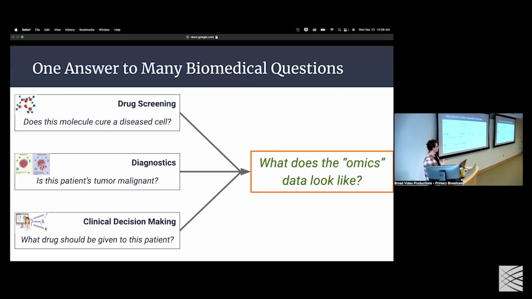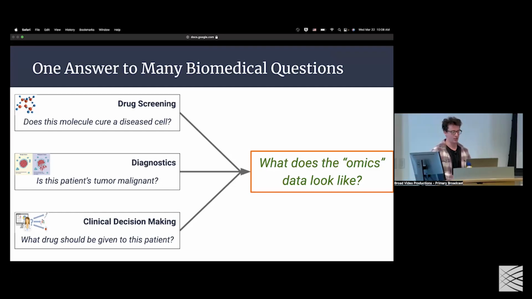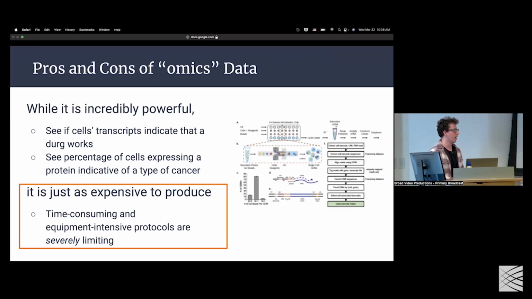First, a brief set-up of the stage. There are a lot of downstream tasks that biologists and biomedical people aim to answer, like drug screening and diagnostics, and a lot of them can be reduced to this very simple question of what omics data look like. Proteomics, transcriptomics, and the whole family of data around this.